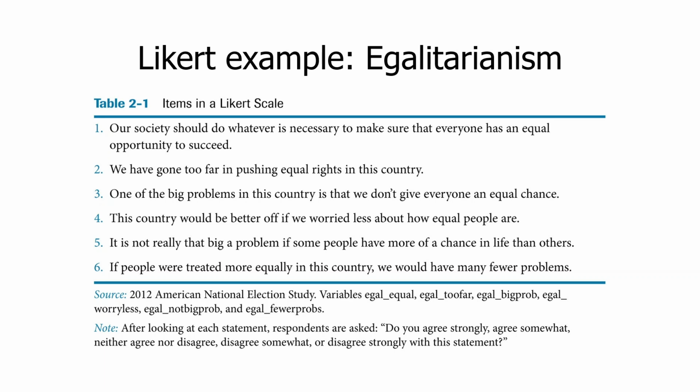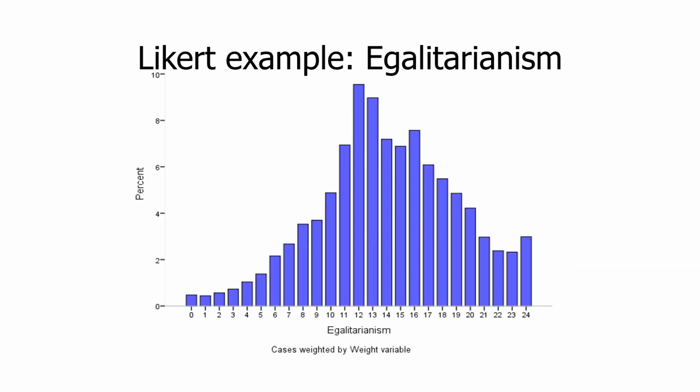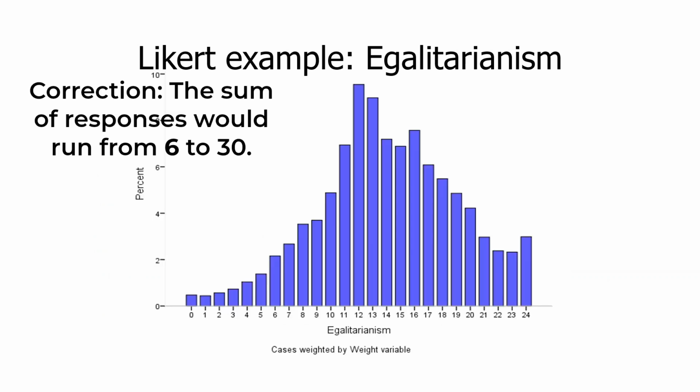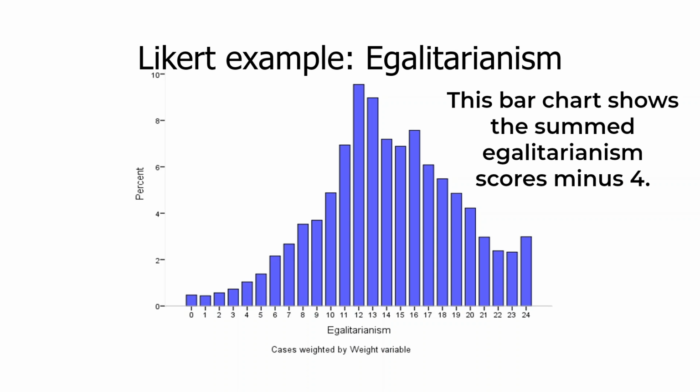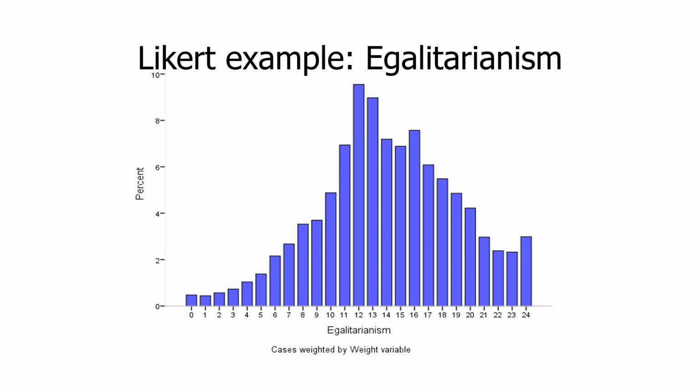But imagine coding these all in an egalitarian direction from, say, 1 to 5, and then summing all those. You'd get a scale that would run from 5 at the low end to 30 at the high end, and you get a very nice ordinal measure of egalitarianism. It's an open secret, really, in political science that when we get real nice Likert scales like that, or ordinal scales like this, we pretend that they are interval level scales.